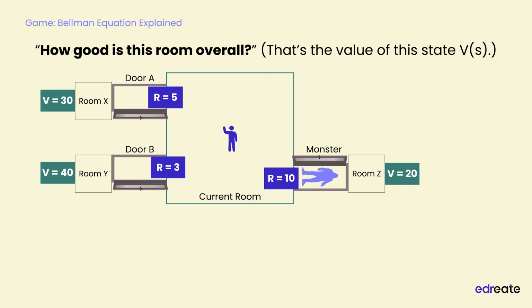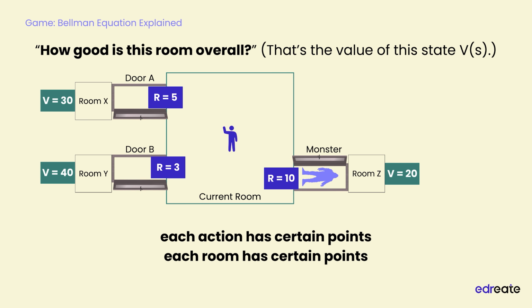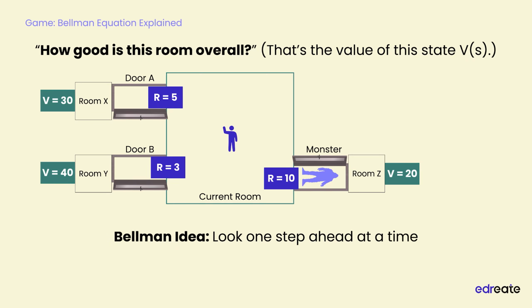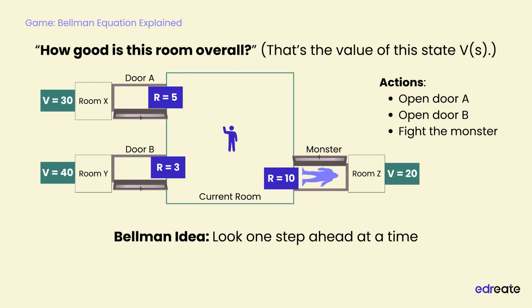So you have some actions you can take and some rooms you can go into. Each action has certain points. Each room has certain points as well. A room is good if starting from here and playing optimally, you can earn a lot of points in the future. Instead of trying to think through the entire game at once, the Bellman idea is to know how good this room is, just look one step ahead. From this room, you have several actions. Open door A, open door B, fight the monster.